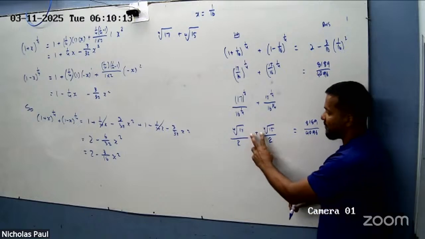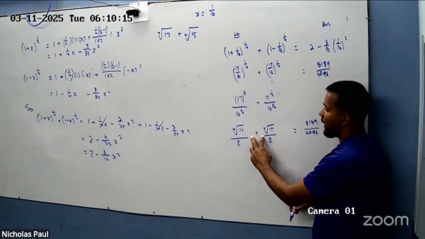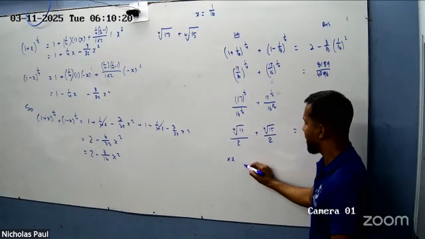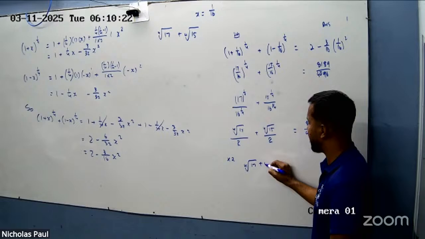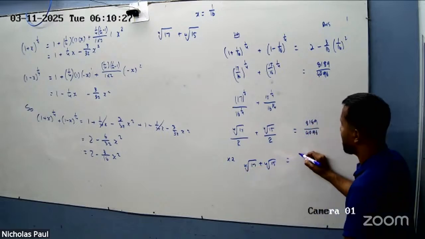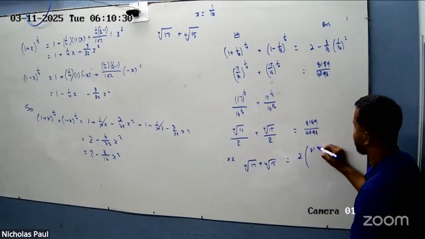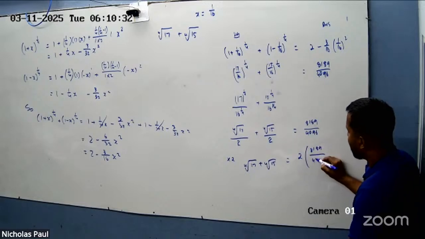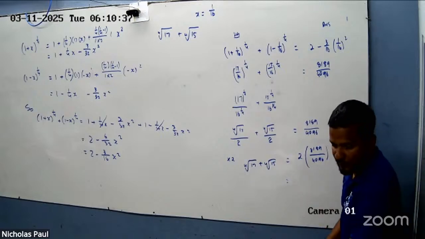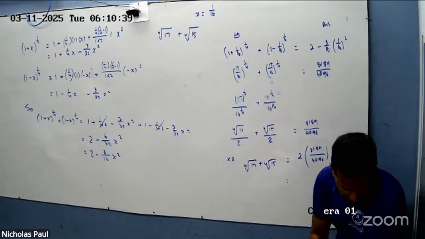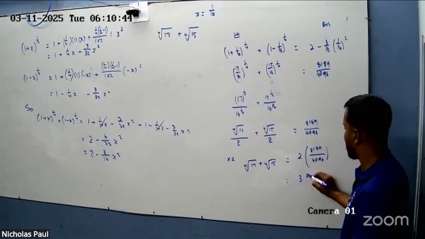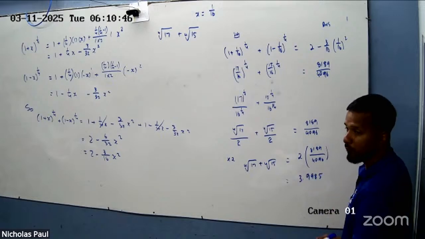What you want the left-hand side to be? Root 17 plus root 15. So you multiply by 2 and you will get the 4th root of 17 plus the 4th root of 15 is 2 by this. Right, the question did not ask for a fraction, they asked for 4 decimal places. How much is that? Okay, 4 decimal places.